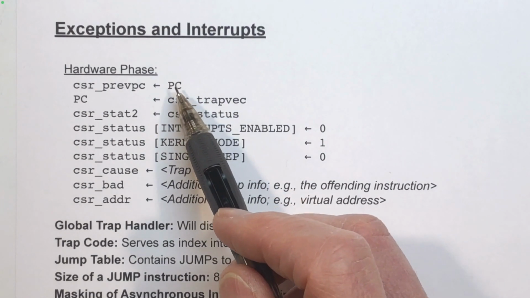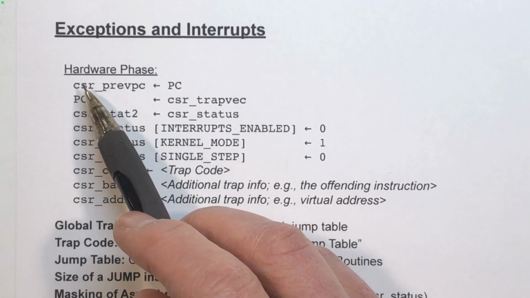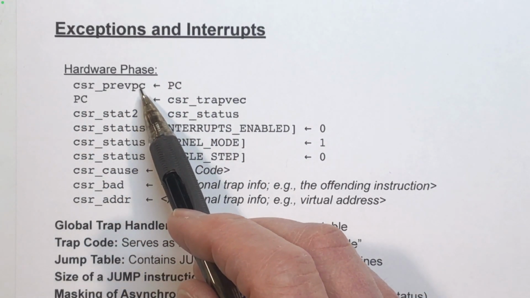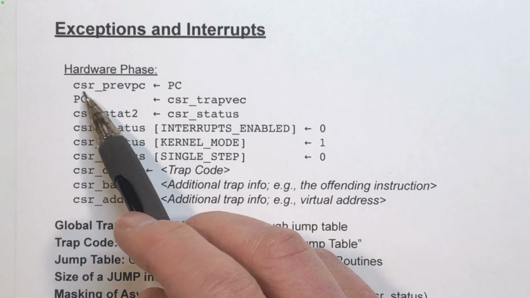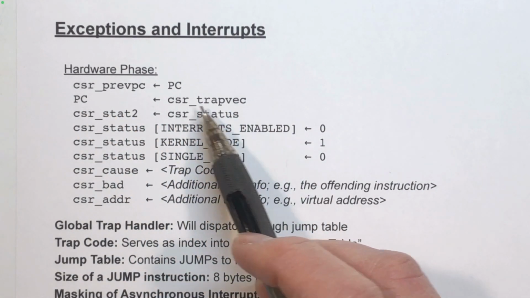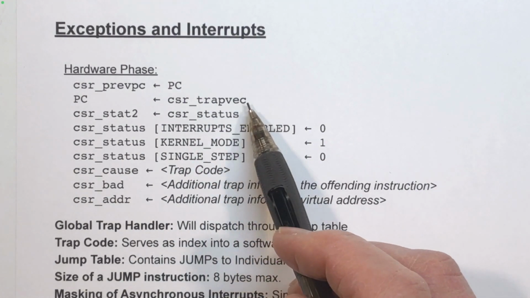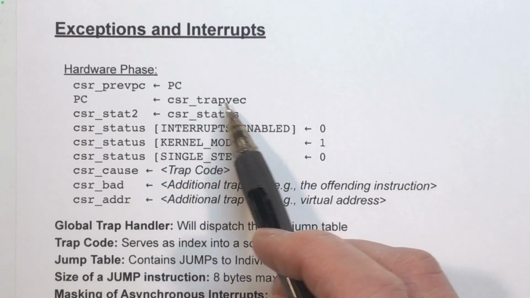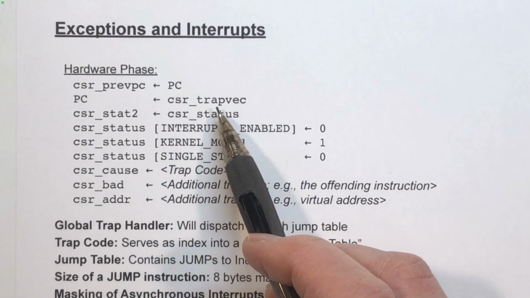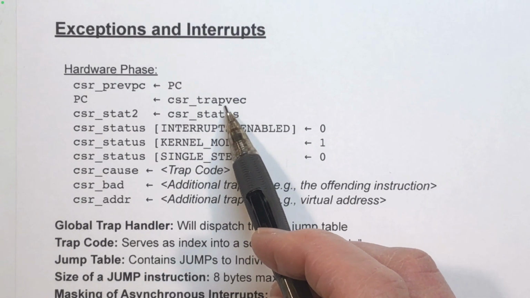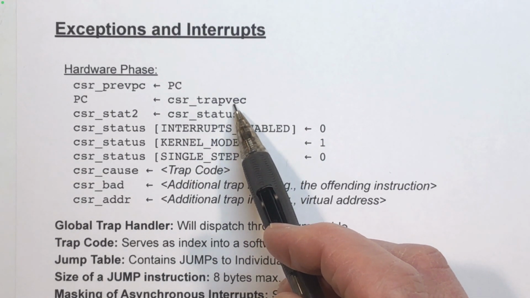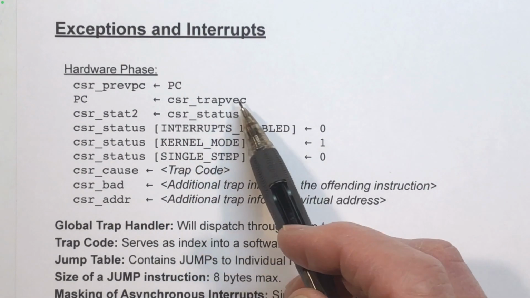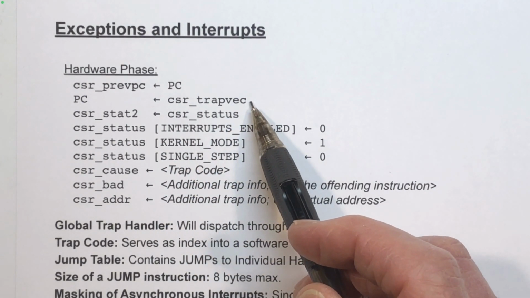First of all, the program counter is saved in a CSR called CSR prev-PC, and subsequently the program counter will be loaded from a CSR called trap vector. Presumably the kernel has preloaded that CSR with the address of the global trap handler function. So the next instruction that executes will be the first instruction of the global trap handler.